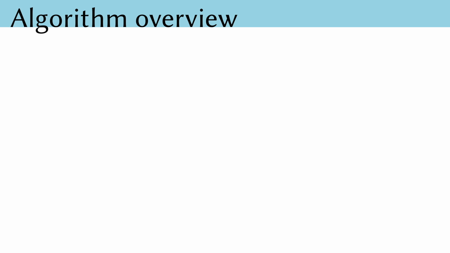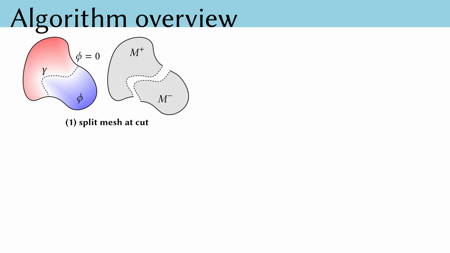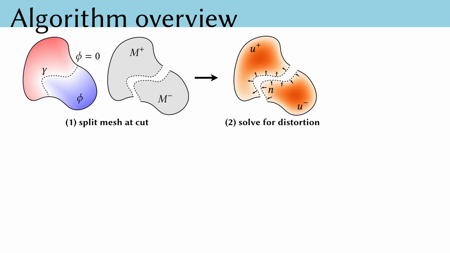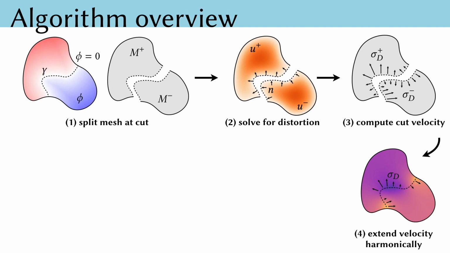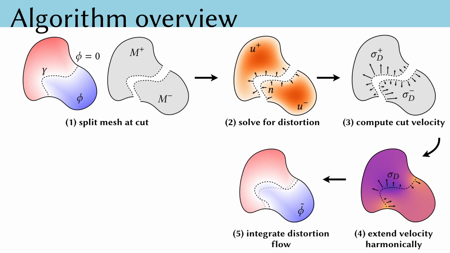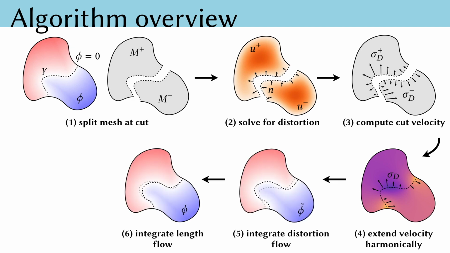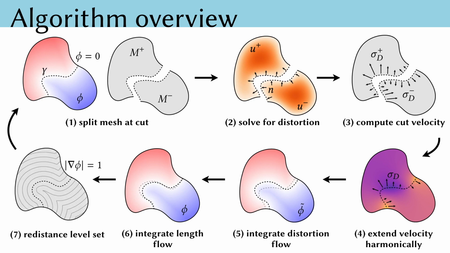Now we can walk through the steps to evaluate our flow and iteratively optimize a cut. Given a sine distance function phi, we extract the cut curve and split the mesh along the cut. We then solve for distortion in all of the induced patches and compute the flow velocity along the cut. We then harmonically extend this velocity across the surface, which is necessary because we're working with this implicit representation, and we then integrate the distortion term of the flow with a forward Euler step and the length term of the flow with a backward Euler step. Finally, we redistance the implicit function such that it remains a sine distance function.